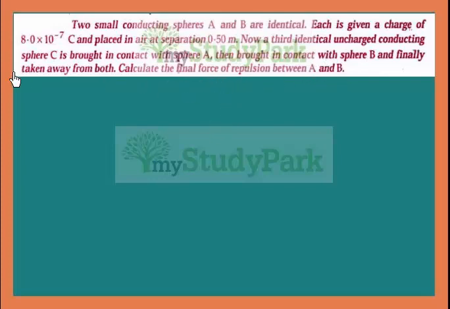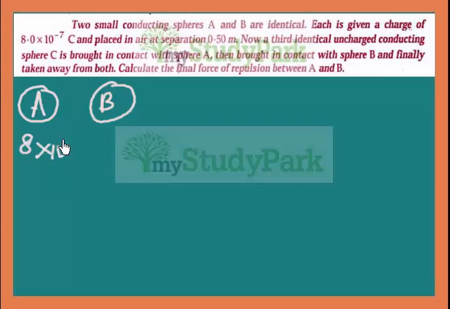So here you have charges A and B, which have initial charges 8 × 10^-7, and they are separated by a distance of 0.5 meters. Now you have a third identical uncharged conducting sphere C, which is first in contact with A and then in contact with B. And then after all this is happening, what is the force of repulsion between A and B?